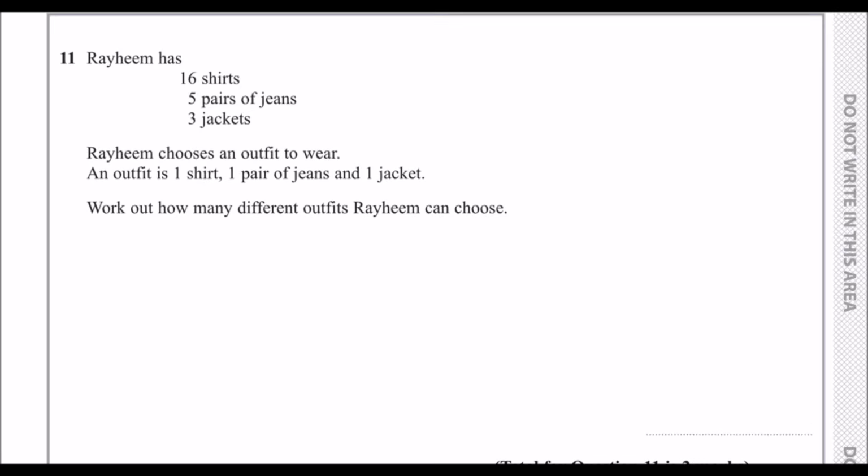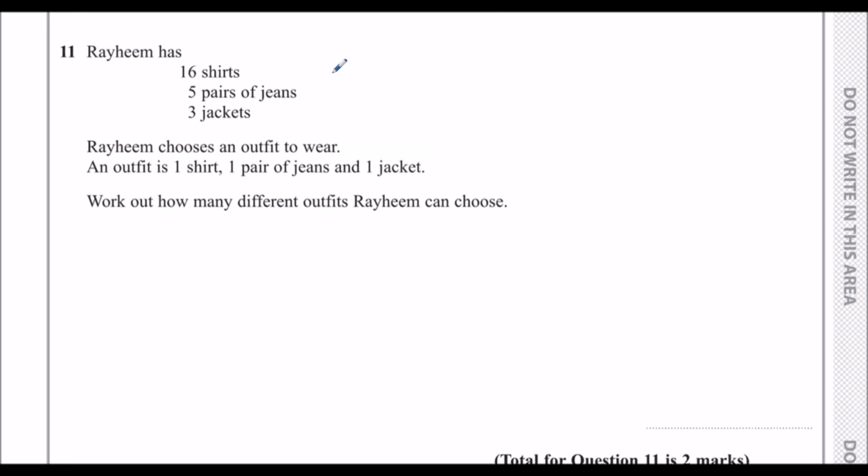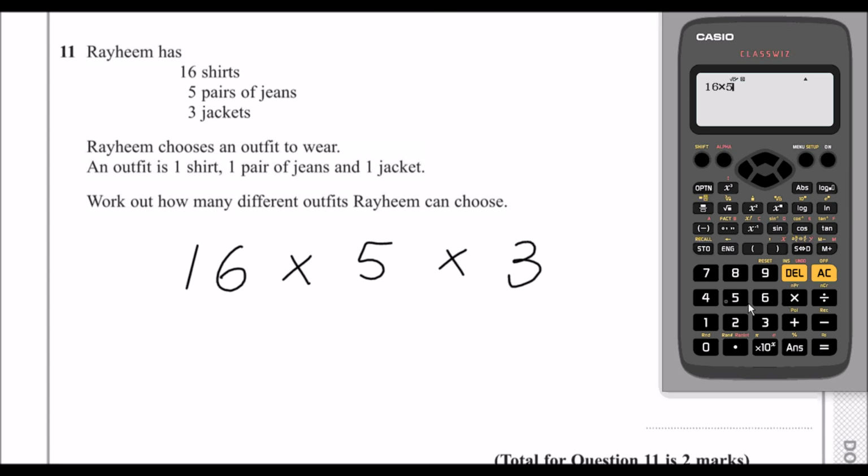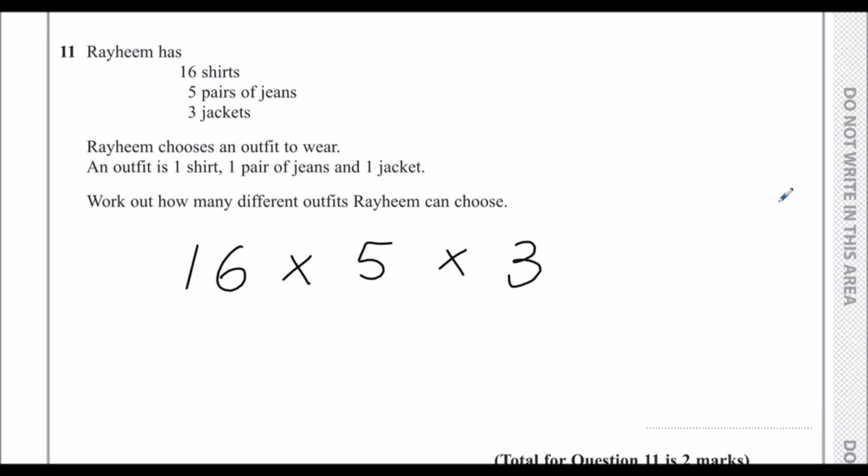Question 11. Raheem had 16 shirts, 5 pairs of jeans, 3 jackets. Raheem chooses an outfit to wear with 1 shirt, 1 pair of jeans, 1 jacket. Work out how many different outfits Raheem can choose. So this is the product rule for counting. We're just going to do 16 times 5 times 3. And we get 240.